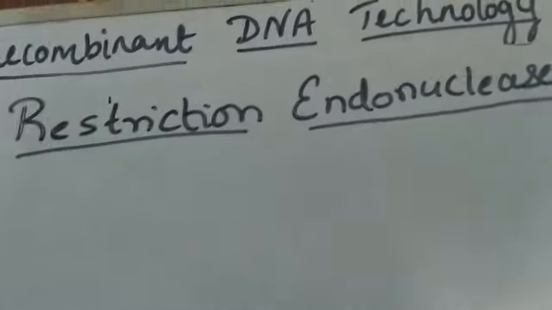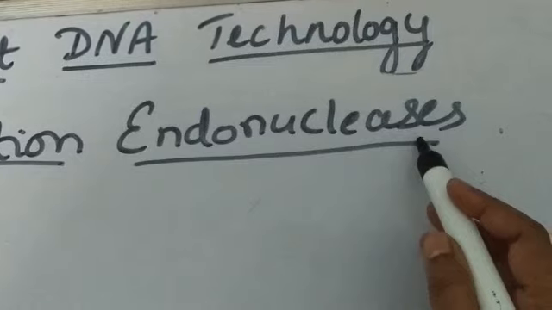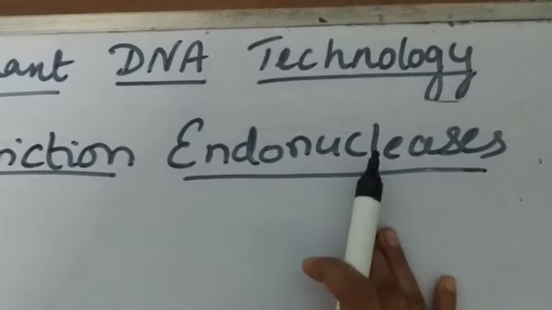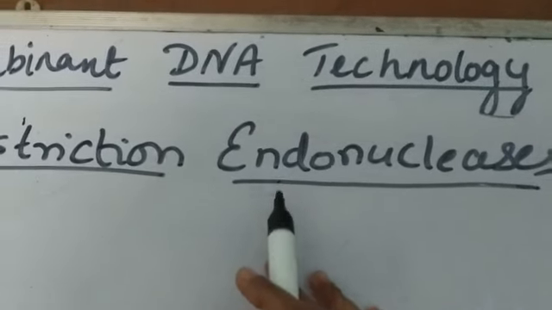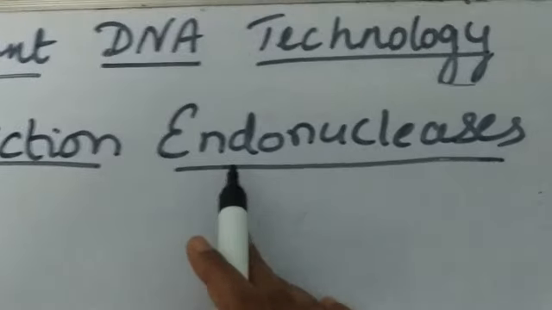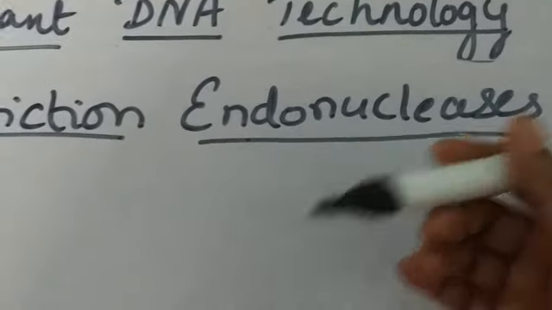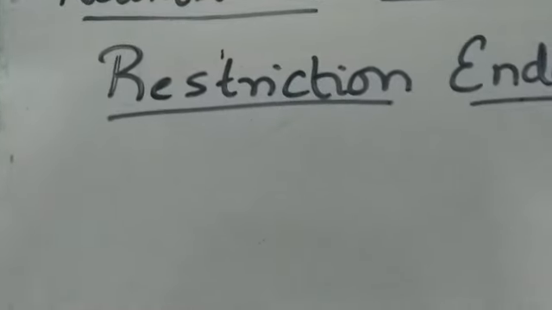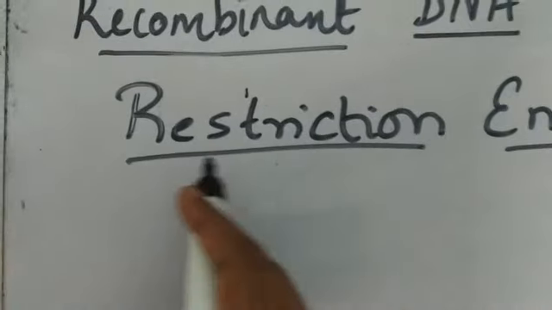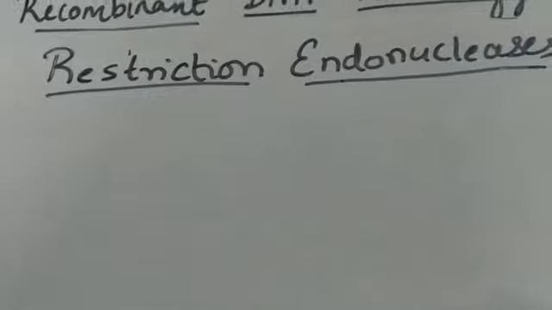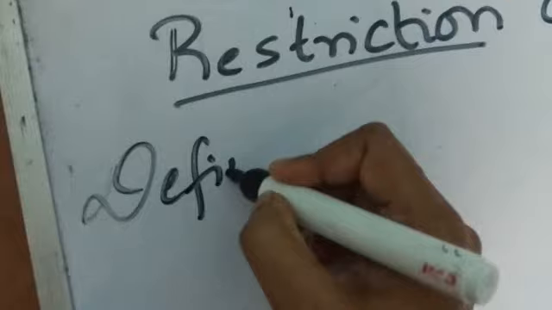Now let us look at the name. This part, I'm sure you are clear now. It is first of all a nuclease, so it can break down nucleic acids. It's an endonuclease, so it is an enzyme which is going to cleave or cut the DNA from anywhere inside the DNA molecule. Now let us try to understand what is the meaning of this restriction. Why are these enzymes called restriction endonucleases? So let us take the definition first.